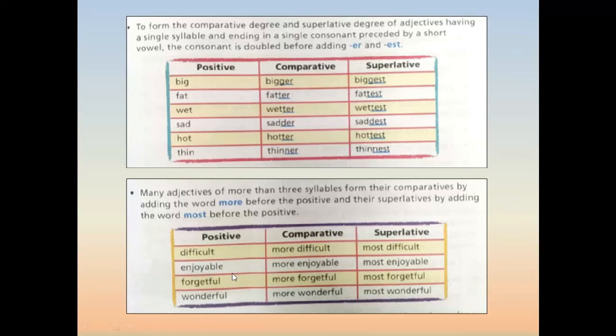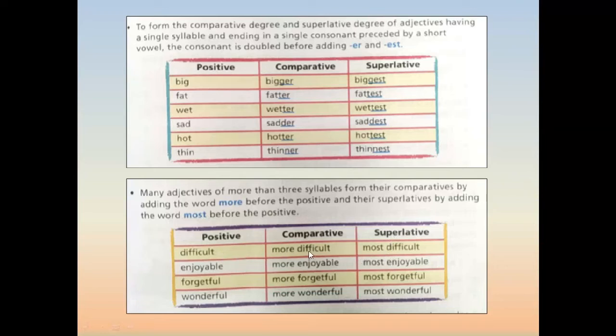Enjoyable, 4 syllables are over here. Forgetful, 3. Wonderful, again 3 syllables are over here. So such adjectives which have 3 or more than 3 syllables form their comparatives by adding more before the positive degree, and they form the superlative by adding most before the positive degree.